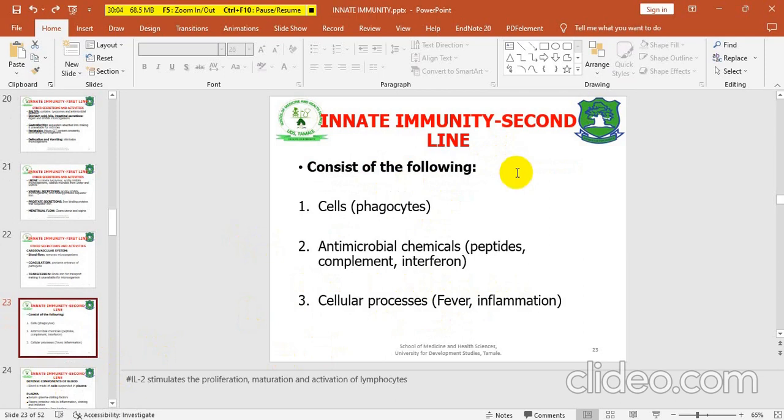The second line of immune response comprises cells, and the cells are phagocytes. It also comprises antimicrobial chemicals like proteins, peptides, complement, and interferon. We'll be looking at them. We also have cellular processes like fever. If you have a high temperature, it is called fever. The organisms don't like that high temperature, so they will die. That's why we say you have fever. We have inflammation; we'll be looking at it.